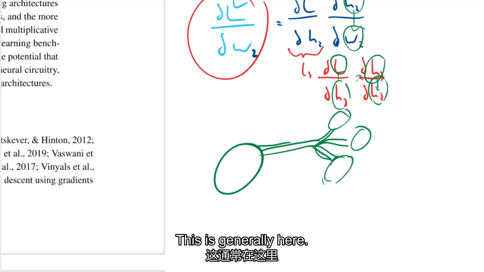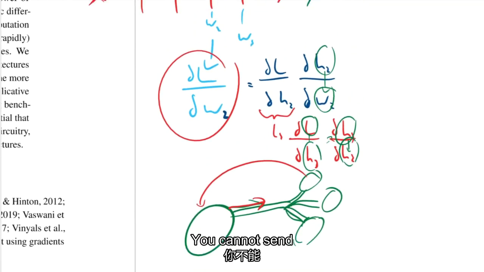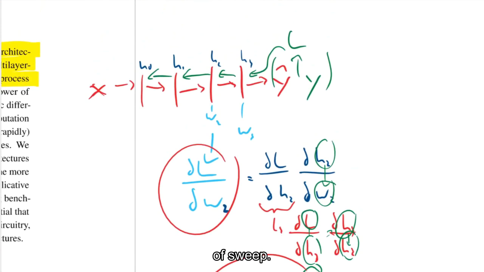This is generally, here there's unidirectional signal in this direction, and there are so-called feedback connections, so from these neurons to the dendrites of this neuron, but you cannot really send this gradient information. You cannot send this sort of vector gradient information, and you cannot do so in this sort of sweep.